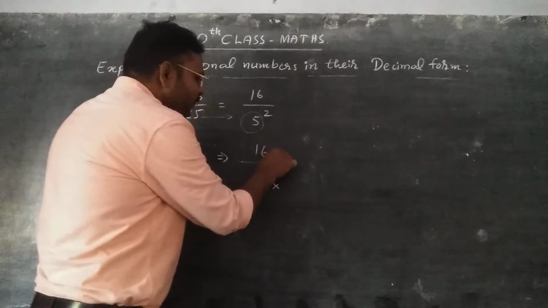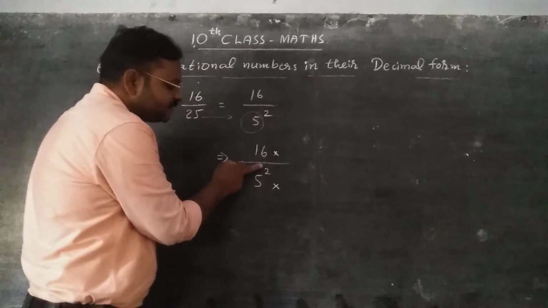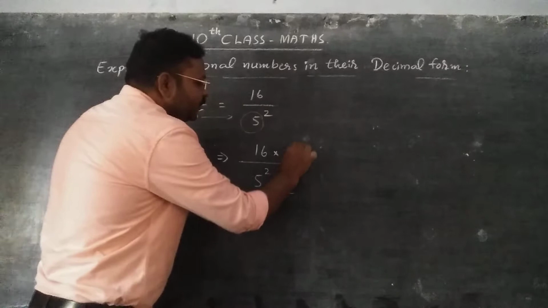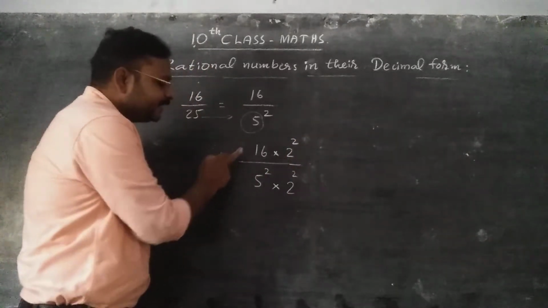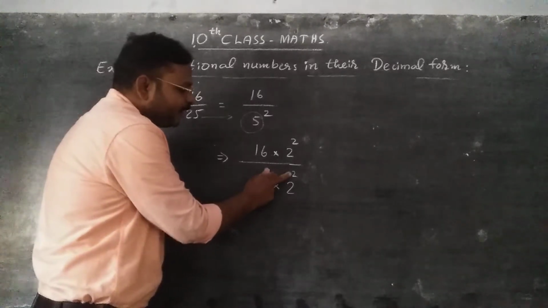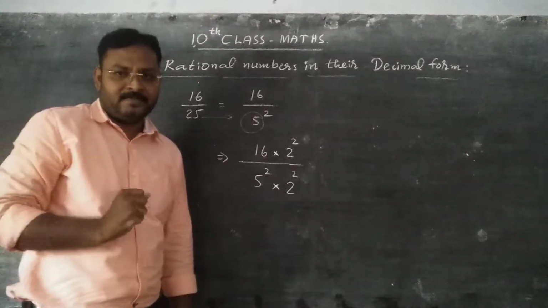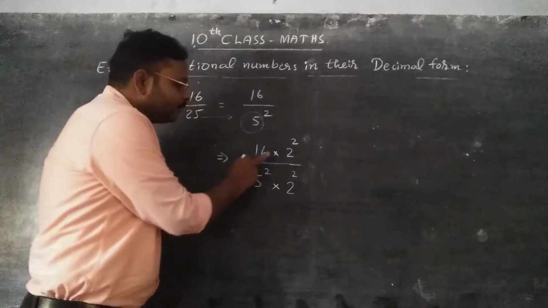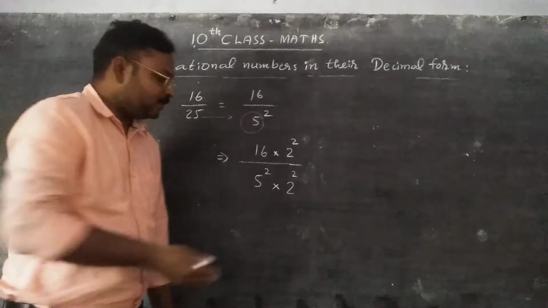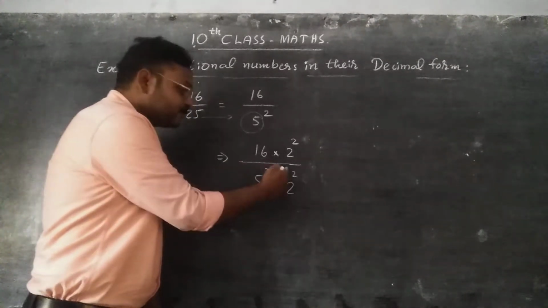What power should we take? 5 has the power square, that is 5 square. So you have to take 2 square and 2 square. Multiply both numerator and denominator by the same 2 square. This is actually the equivalent fraction method: numerator and denominator multiplied by the same number. Why do we take 2 square? Because 5 has a square, so 2 has to be squared also.